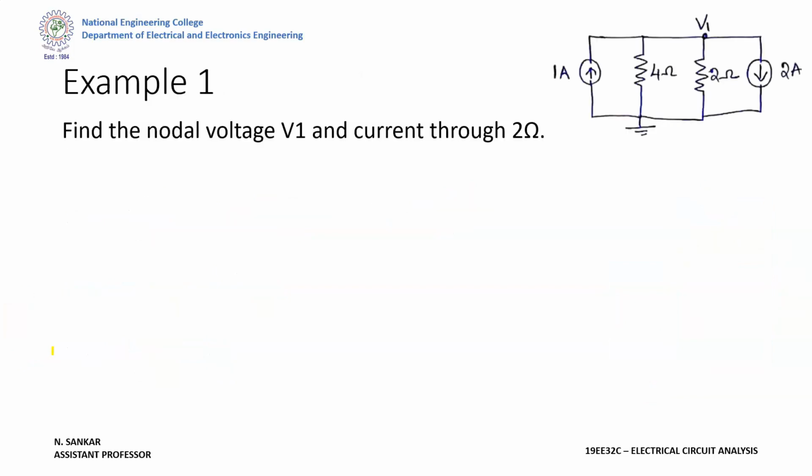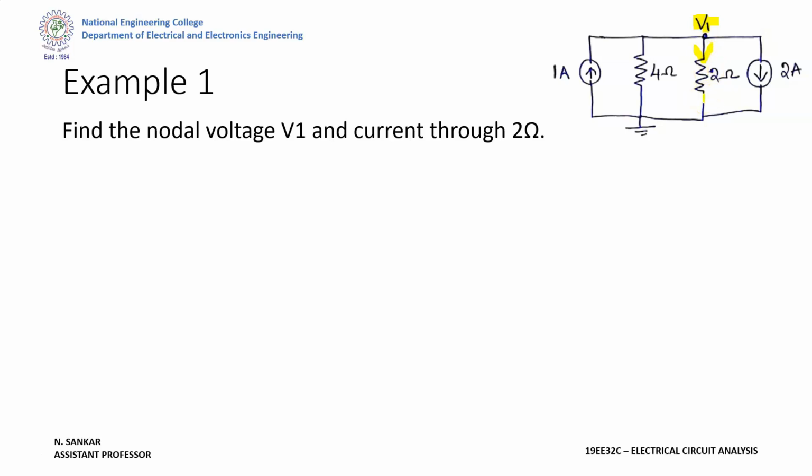Okay, so let us go for an example. Find the nodal voltage V1 and the current through 2 ohm. So our aim was to find the voltage V1, and the current through 2 ohm, that is, what is the current flowing through the 2 ohm resistor? So these are the things we have to find.